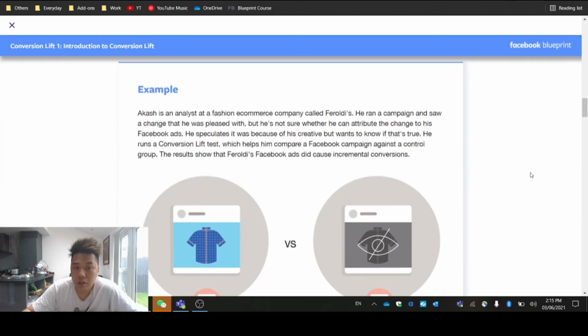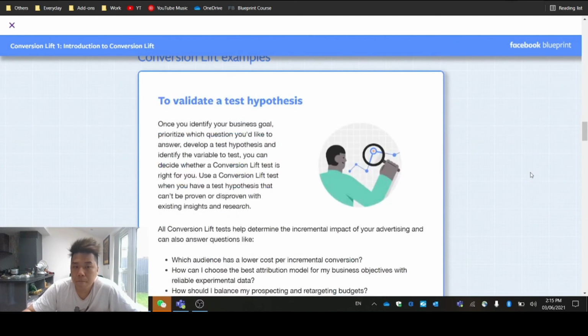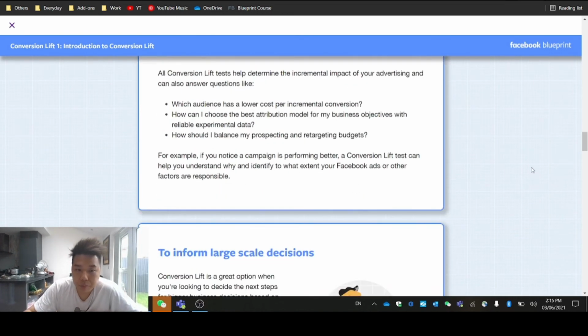To validate a test hypothesis, once you have identified business goals, prioritize which question you would like to answer, develop a test hypothesis, and identify the variable to test. You can decide whether a conversion lift test is right for you. Use a conversion lift test when you have a test hypothesis that can be proven or disproven with existing insights and results.